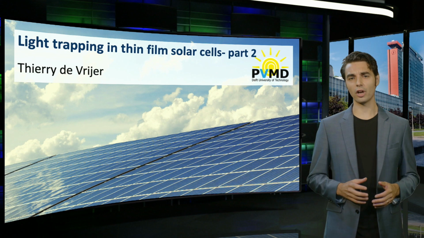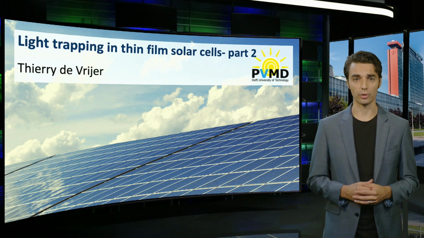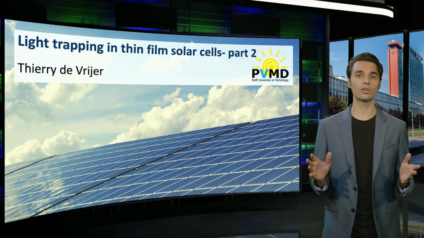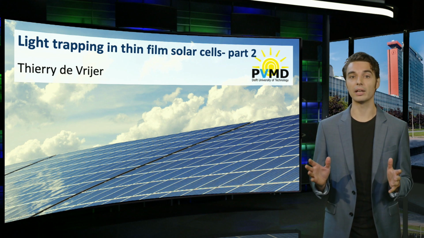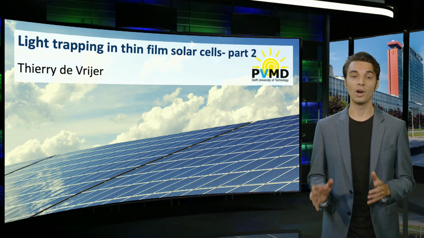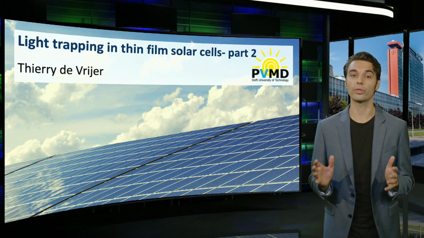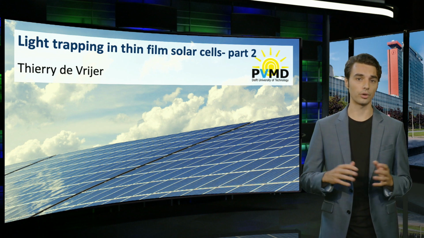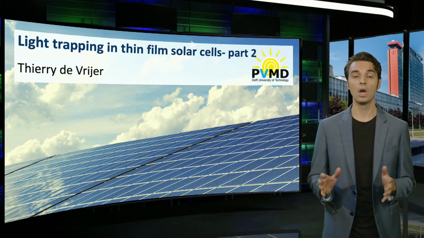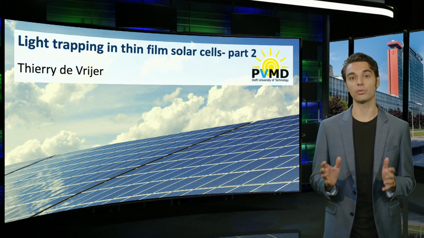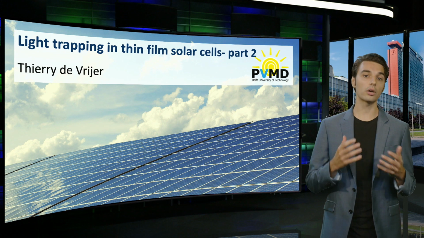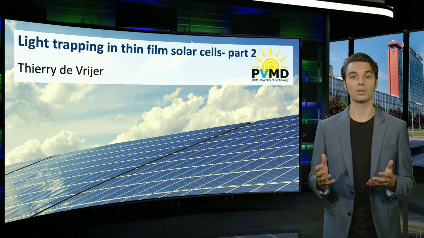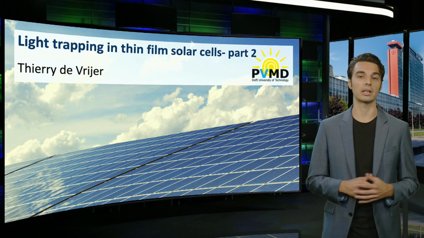Welcome back to our discussion of light trapping in thin film solar cells. In the first part of our discussion, we looked at how the path length of light through an absorber layer can be increased without increasing the geometrical thickness of the absorber by using surface textures. We also discussed that smaller surface features more effectively scatter light with a shorter wavelength, while larger surface features more effectively scatter larger wavelength red and infrared light.